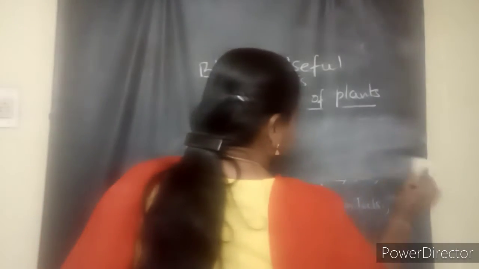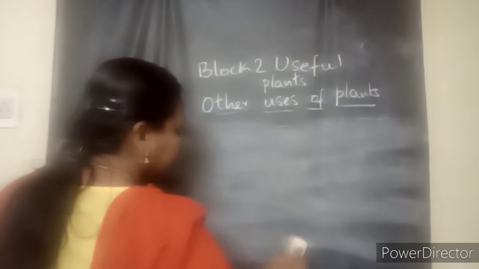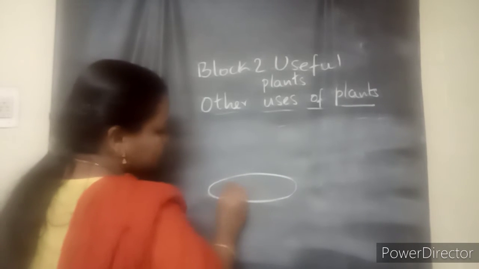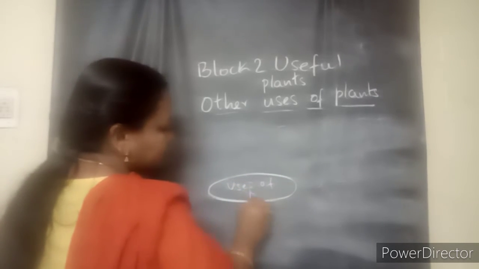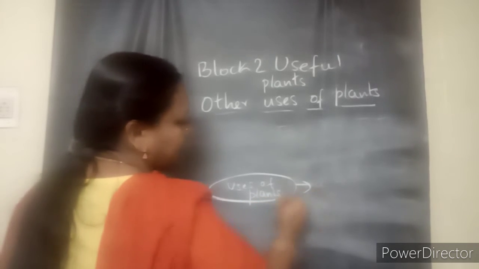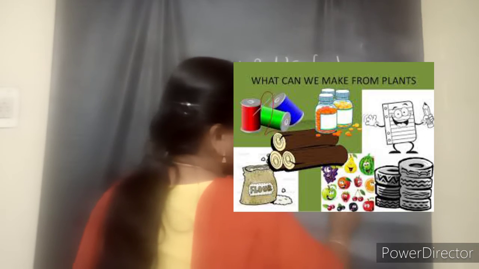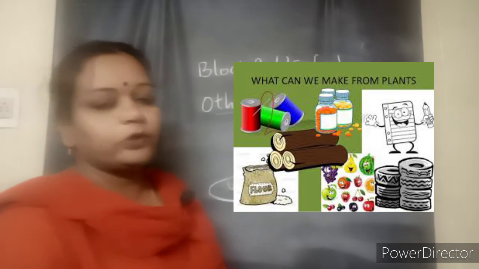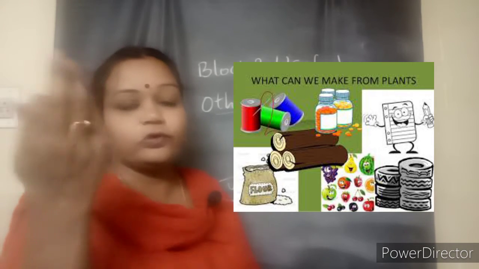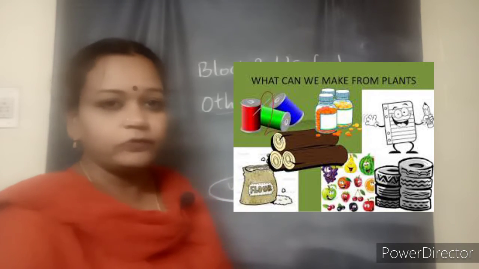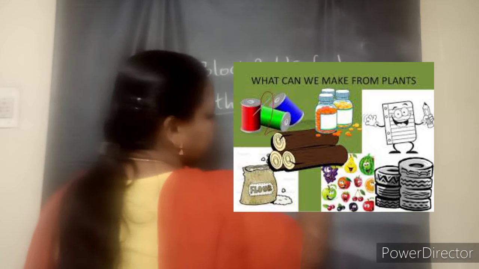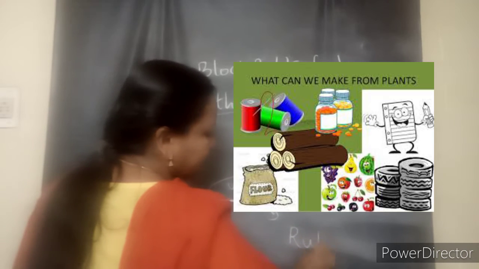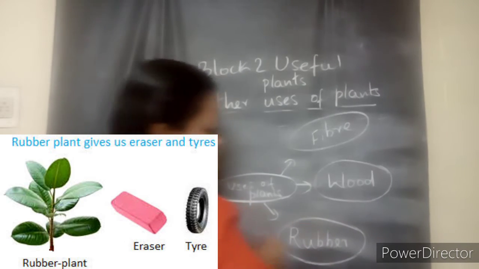Now, plants give us so many other things. We will draw one web and understand what all uses plants have. Here I will not add food because we have already learned that. Plants give us wood or timber for making furniture. Wood is used not only for furniture, but even the doors and windows in our home are made of wood. Plants give us fiber to make clothes, from the cotton and jute plants. Plants give us rubber to make the tires of vehicles, erasers, and like that.